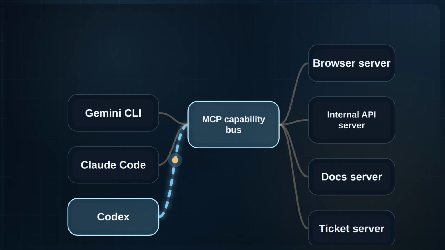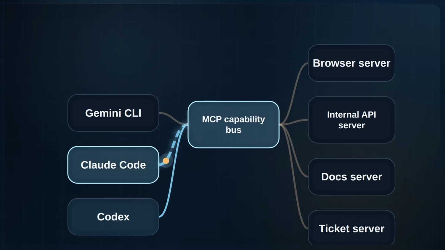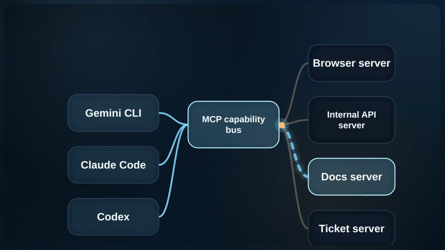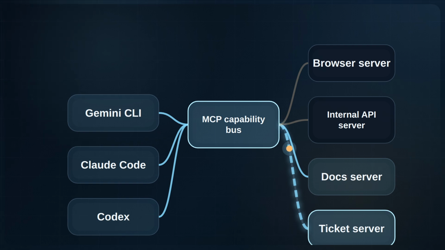I keep using the phrase capability bus. It matches what the protocol is doing architecturally. A bus lets multiple systems attach to shared capability providers through a stable contract. That is exactly what MCP enables. The same docs server or browser server can be consumed by different hosts. A single host can combine many servers at once, and none of that requires rewriting the model itself every time your internal tool surface changes.